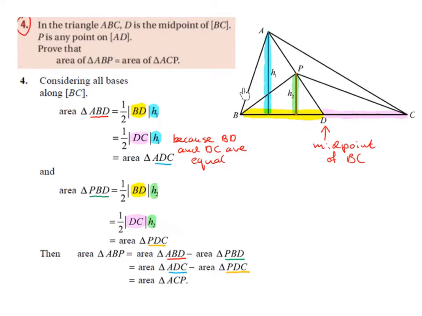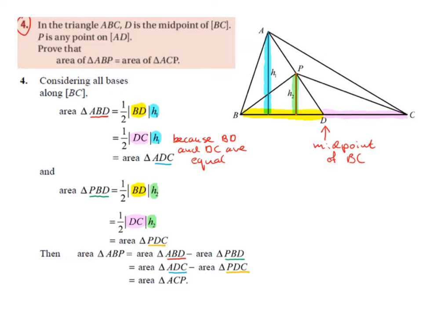The base of ABD is going to be BD, and the height we're going to label as H1. This blue line here is the perpendicular height. So the area of the triangle ABD is half times base times height, so half times BD times H1.